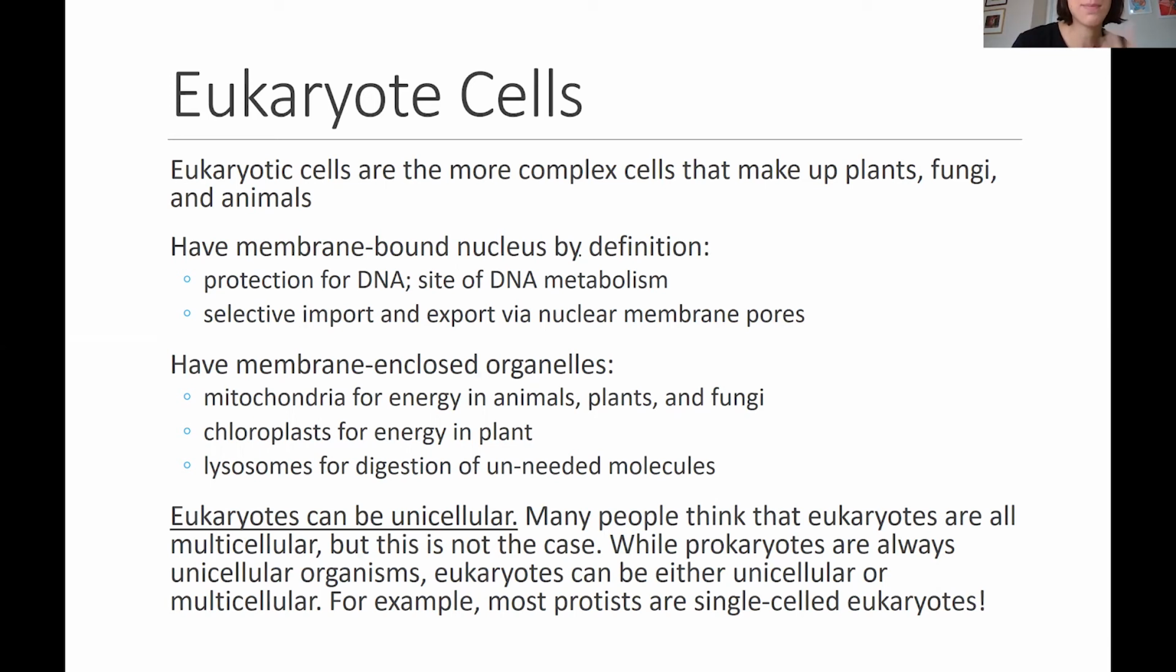Eukaryotic organisms can be unicellular. Many people forget that. They think, oh, eukaryotes are always associated with complex beings like people or plants and animals. But we do have unicellular eukaryotes. One of the best examples of this is yeast. Yeast is a eukaryotic organism, but it is unicellular. So while prokaryotes are always unicellular organisms, eukaryotes can be unicellular or multicellular.